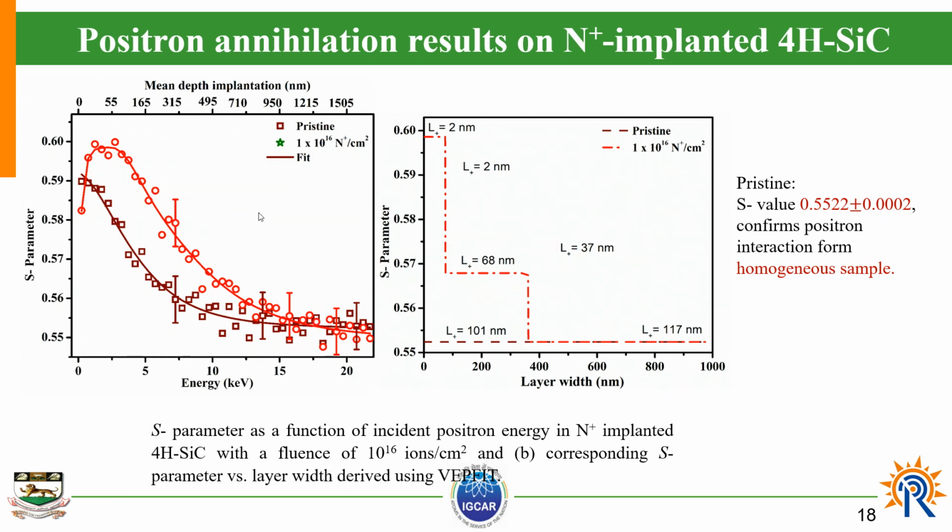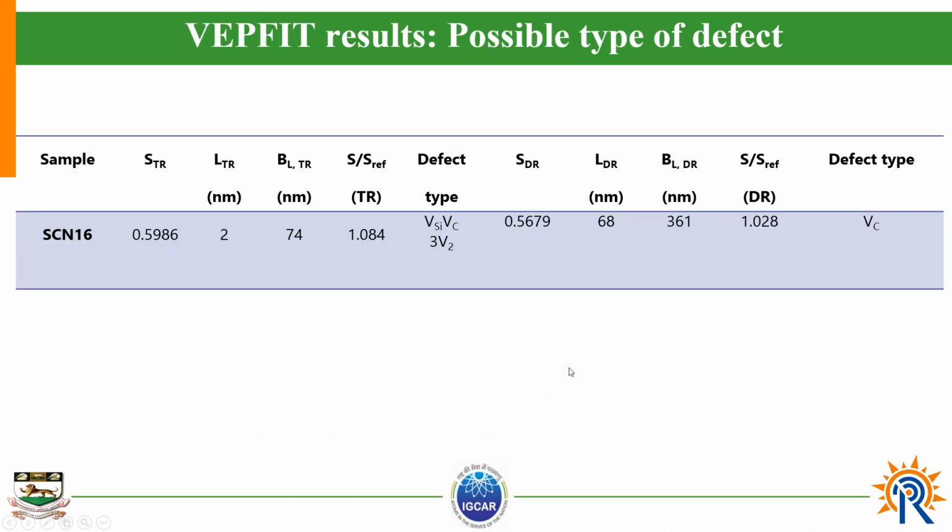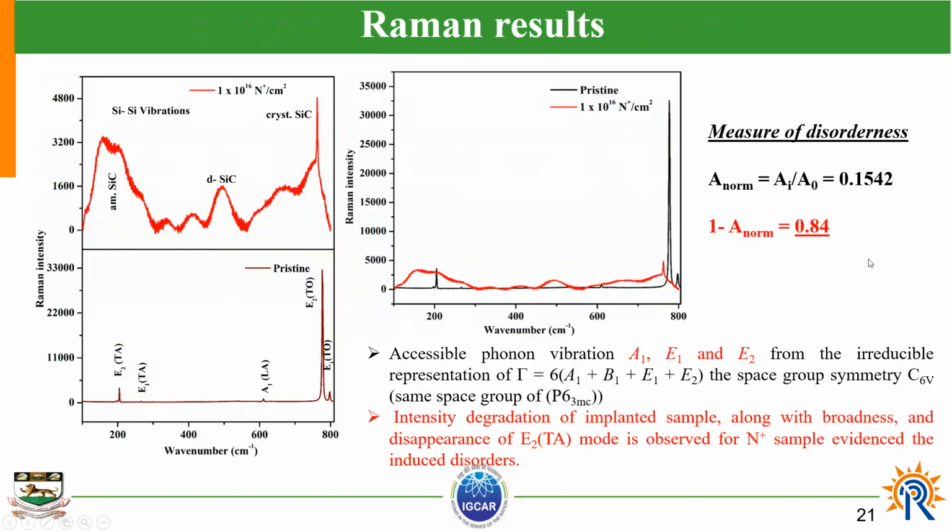So all the fitted results we have to finish, getting the different values and the types of defects, and we analyze the final results like this. There are different types of defects in different regions: divacancies are present in the surface region, and monovacancies in the deep region. With Raman also, we analyze the amorphized regions, and we quantify the measure of disorder using a particular peak. That value is also correlated with the strain analysis.